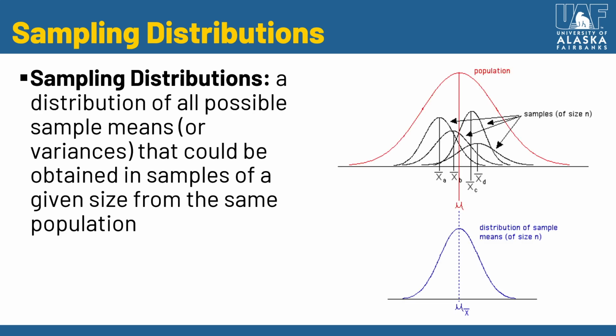So to give you a graphic to hopefully help with that, here we have the population up top, and you can imagine all these individual distributions down here are individual samples, right? So we're sampling from this population, and then each of these samples has its own unique sample mean. Then here, this is the distribution of sample means, or in other words, this is the sampling distribution.